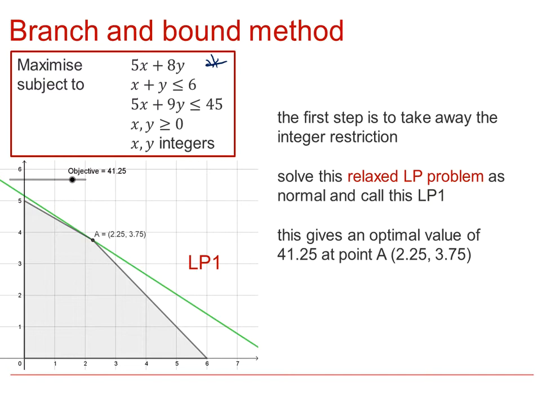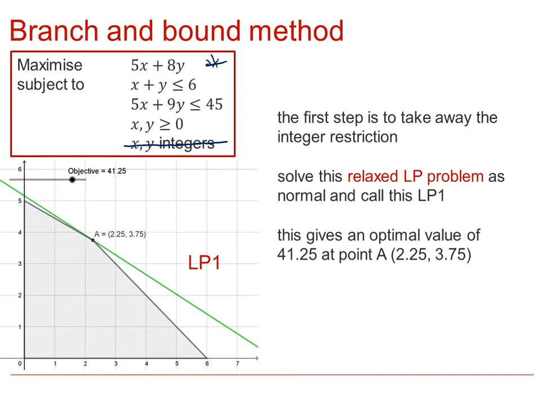The first step of a branch and bound method is to take away the integer restriction. So in other words, we relax that constraint. And then we solve this relaxed linear programming problem as normal and call the solution LP1.